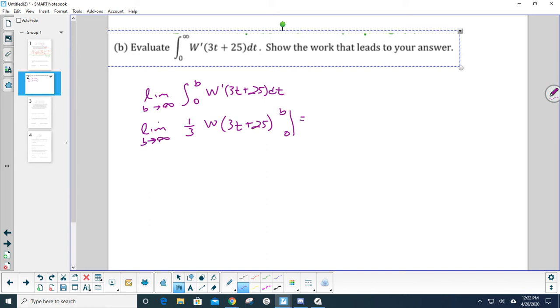So I end up with 1/3 the limit as b goes to infinity. So this thing right here is just a total cheat of, I'm going to sub in the b, w of 3b plus 25, minus, I'm going to sub in the 0.